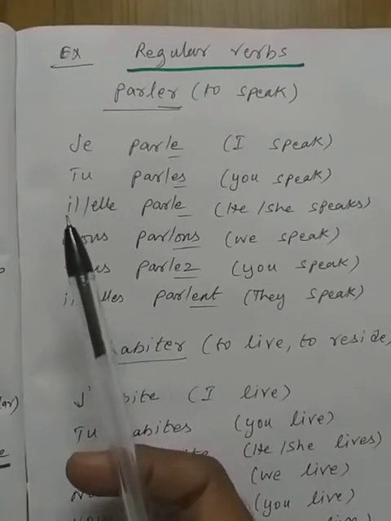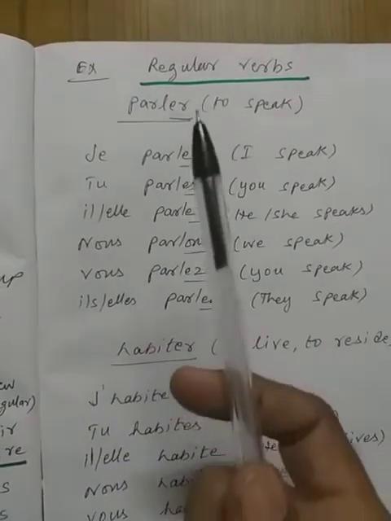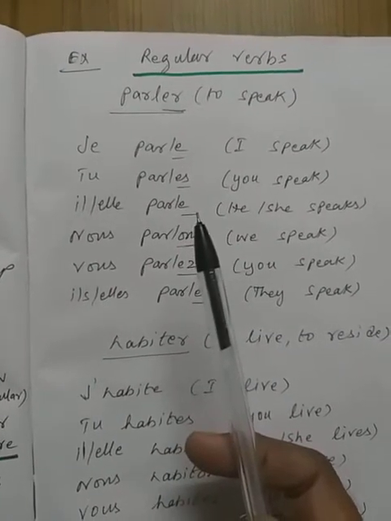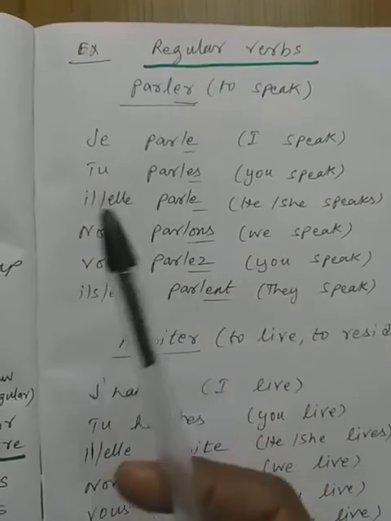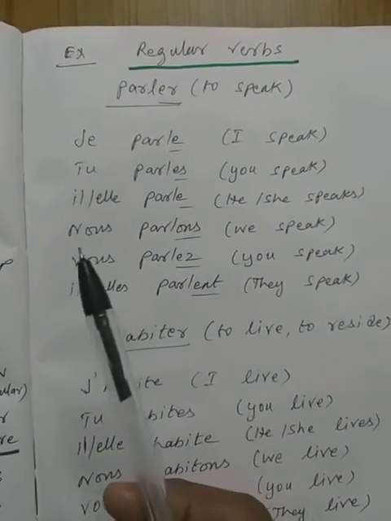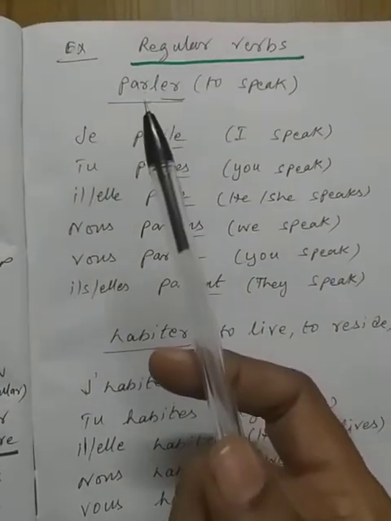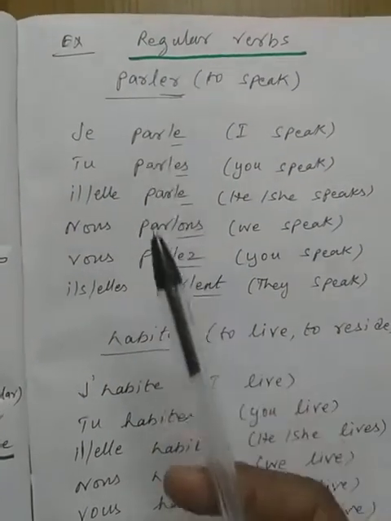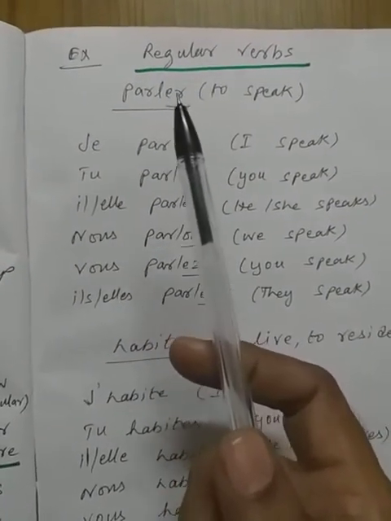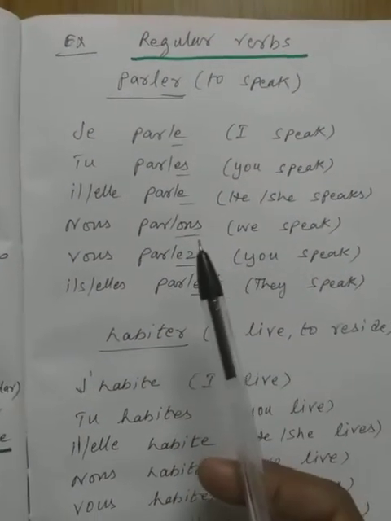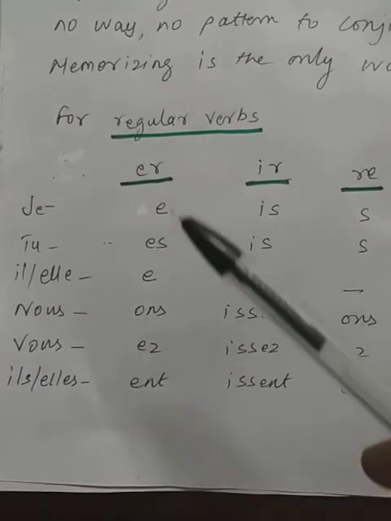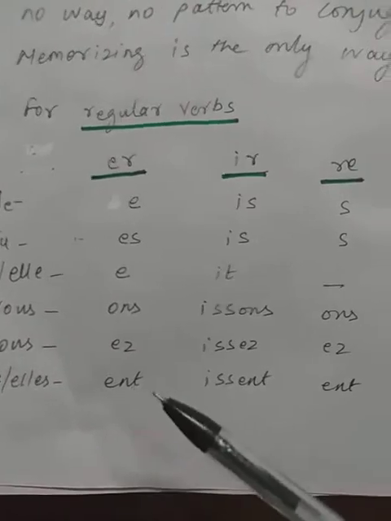Then third person, il or elle. Replace ER by E: PARLE. Je parle, tu parles, il parle. Il means he, elle means she. Retain PARL, it's there from the verb. You have to just retain it and place it. Then you are just replacing the ending ER by ONS. Those are the endings for six persons: E, ES, E, ONS, EZ, ENT.